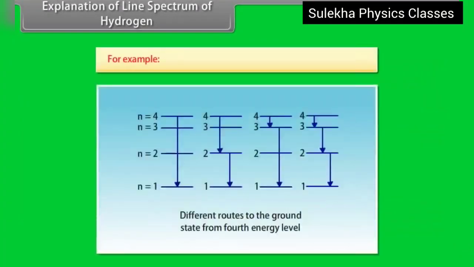For example, let us consider the electron present in the fourth energy level, n = 4, of different hydrogen atoms. In some atoms, it may come to the ground state, n = 1, by a direct jump, while in some others, it may first jump to the second energy level, n = 2, and then to the first energy level, n = 1, while in still others, it may come to the ground state via the third, n = 3, and second energy levels, n = 2.